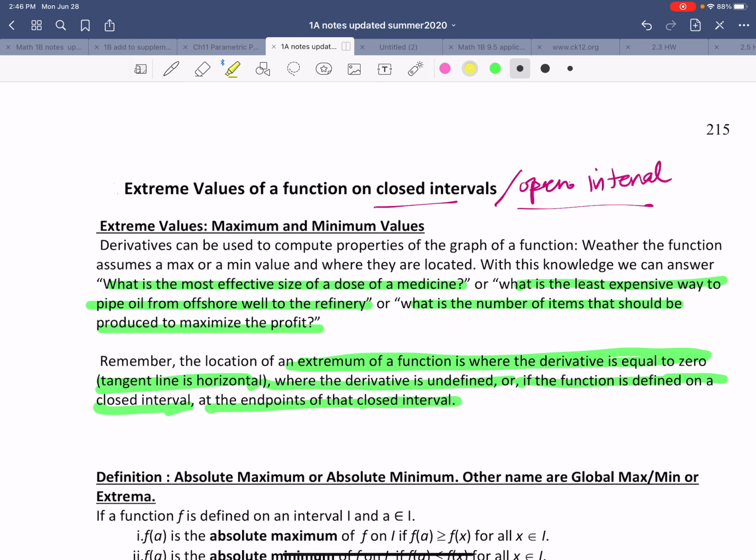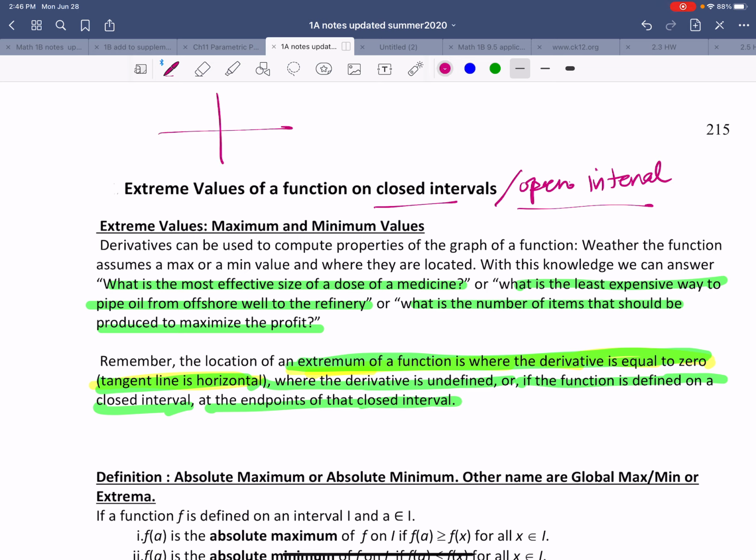If you're trying to minimize the cost, then we would be minimizing the function. If you're trying to maximize the profit, we will be maximizing the function. So remember, the location of maximum and minimum is where the derivative is 0 or derivative does not exist.